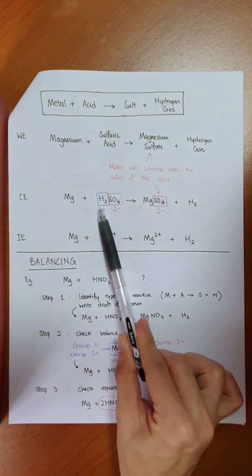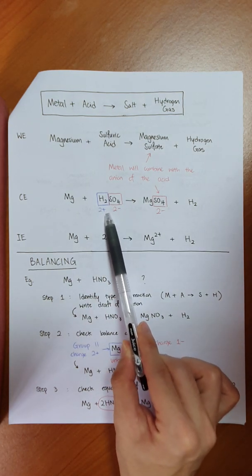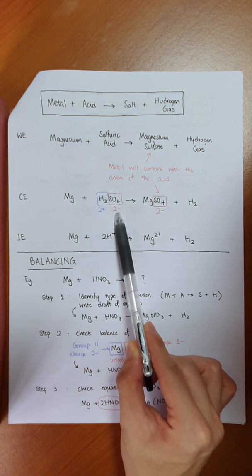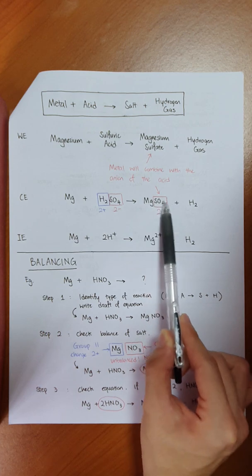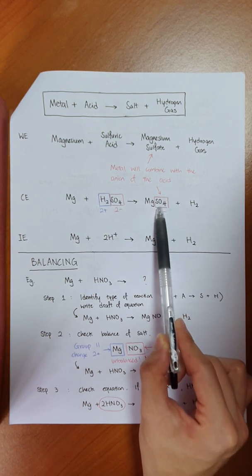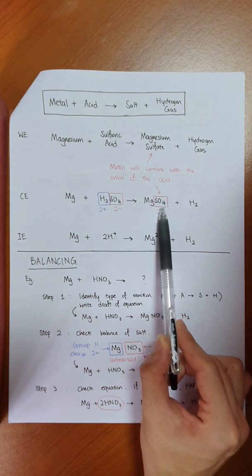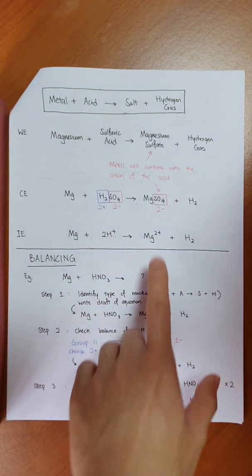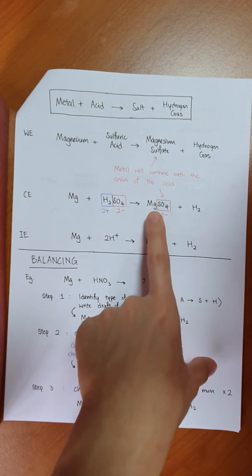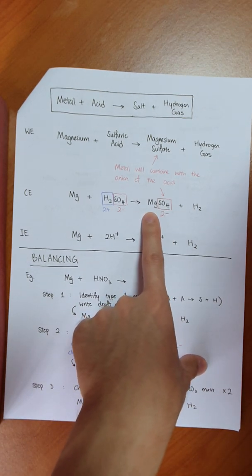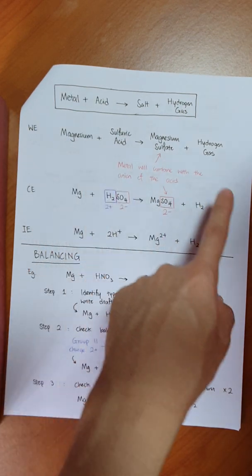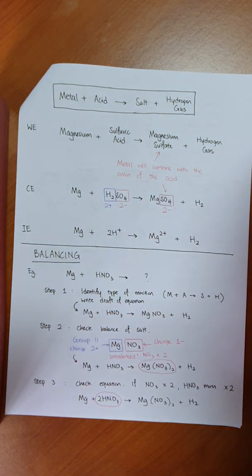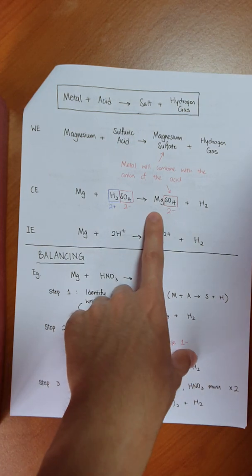So you see that H2SO4, H2 is 2 plus, SO4 is 2 minus, right? So when they combine together, the anion will be transported to here, and will combine with the metal. Now if MgSO4 has the anion of 2 minus, you have to ensure that the cation is of charge 2 plus as well. And this chemical equation is balanced. Why? Because magnesium is in group 2. Now if a metal is in group 2, the charge will be 2 plus. Easy.